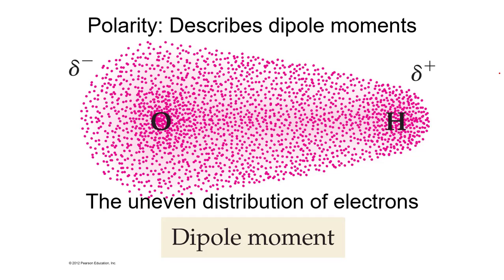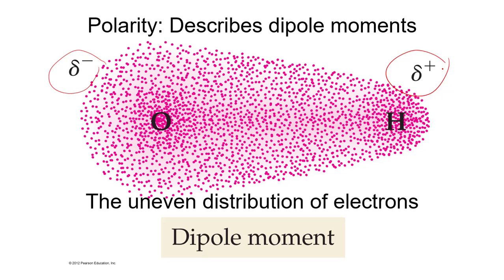So to begin with, polarity is going to describe something called dipole moments. A dipole moment is just simply an uneven distribution of electrons. So if you have something like what you see here of an oxygen connected to a hydrogen, notice how there's more little purple dots next to the O than there are next to the hydrogen. That's because oxygen is more electronegative than hydrogen, so it's going to pull more of that electron cloud closer to it.